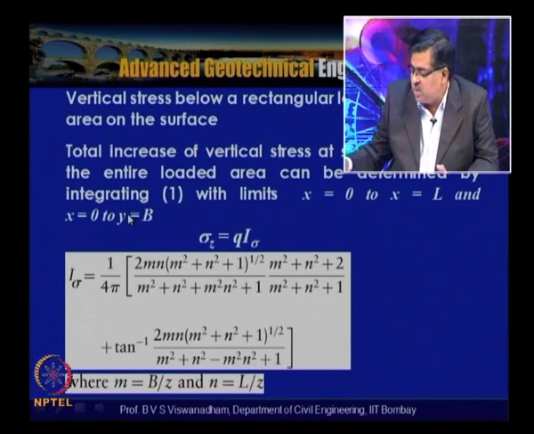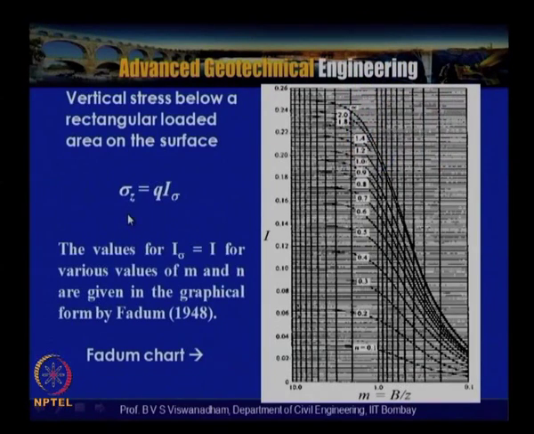For this we have the Fadum charts. Vertical stress below the rectangular loaded area on the surface can be obtained by using Fadum charts. The values for Iσ can be obtained using this Fadum chart, which was given by Fadum in 1948, where m is equal to b by z, and these are the different curves for n equal to 0.1, 0.2, 0.3, 0.4 like this up to 2.